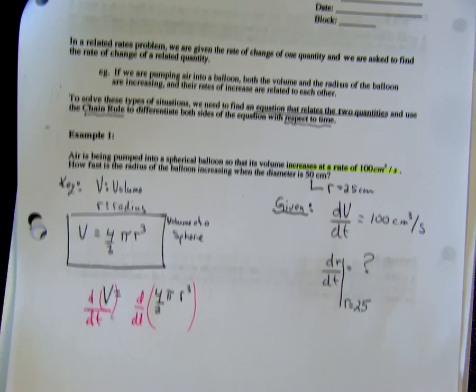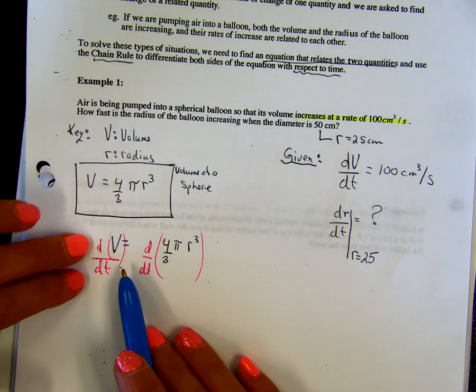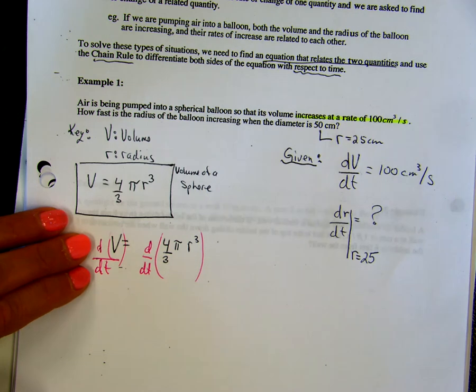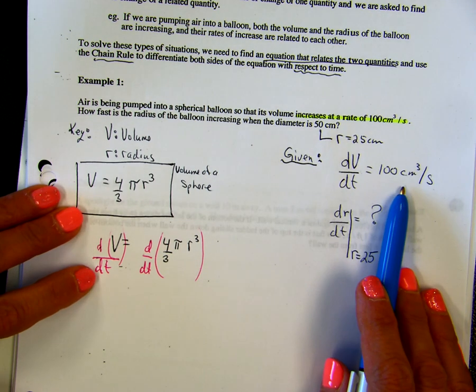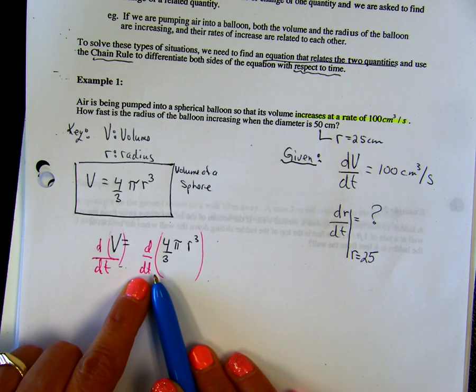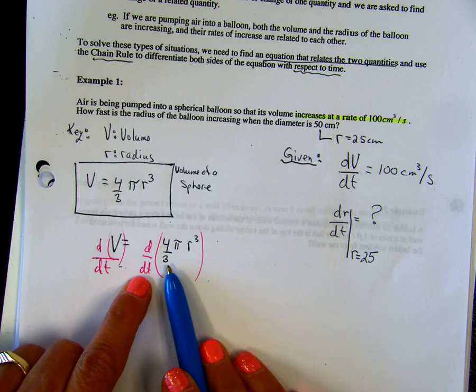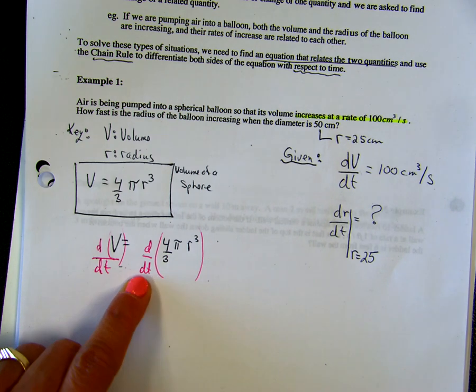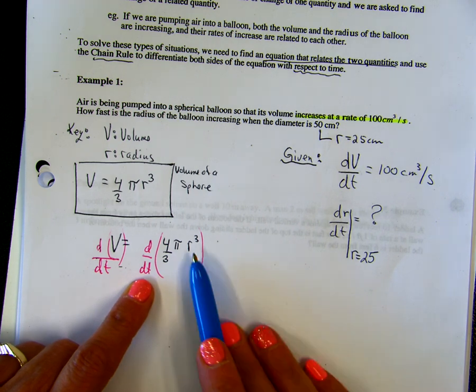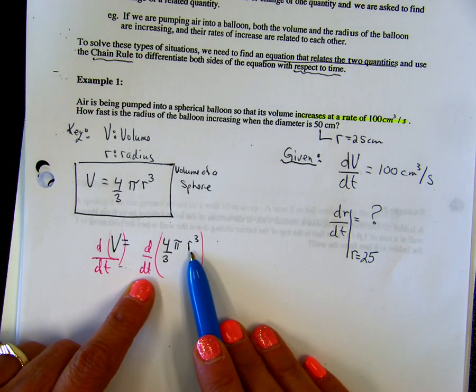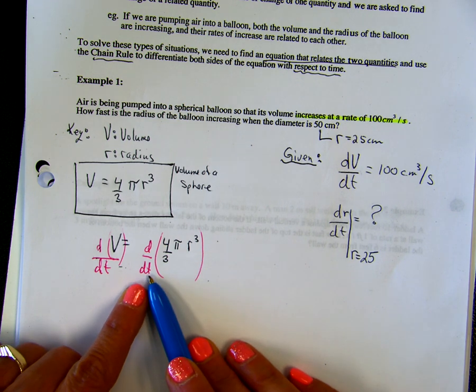So there's the setup for it. And let's go back to this relationship between volume and radius. The derivative of V with respect to t, can you see I could just do a substitution for that? What about this? I'm taking the derivative of 4/3 pi r cubed with respect to time. How do you do that? How do you take the derivative of a variable with respect to a different variable? It's one word. Implicit.